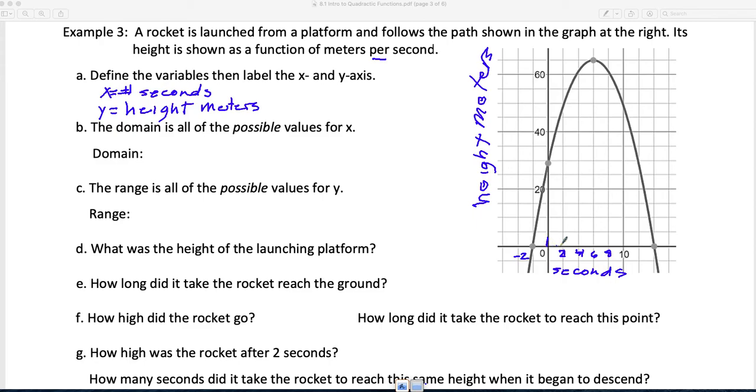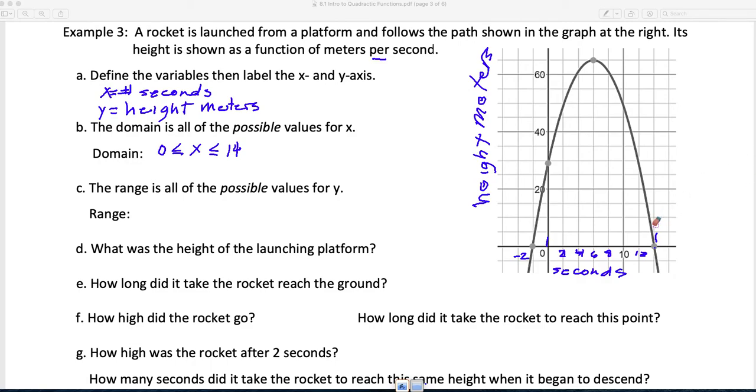And where's my last entry for my domain? Well, this is where this rocket is going to hit the ground. I'm not going to have anything down here. So I think that's going to be my last entry for the domain. That was 10. This is 12. So I think I'm going to start at 0 and go to 14 seconds. So the domain is 0, and includes that. So from 0 to 14 seconds, that is my domain.